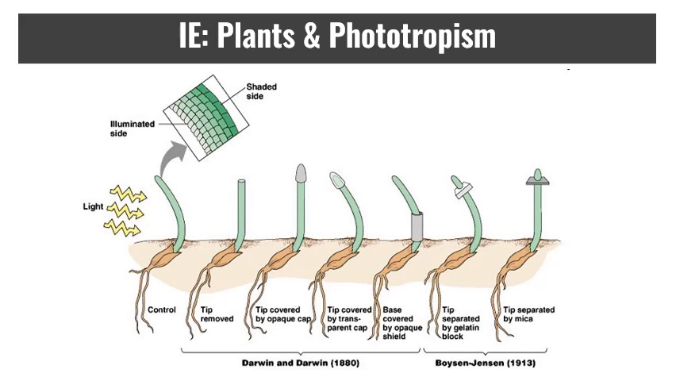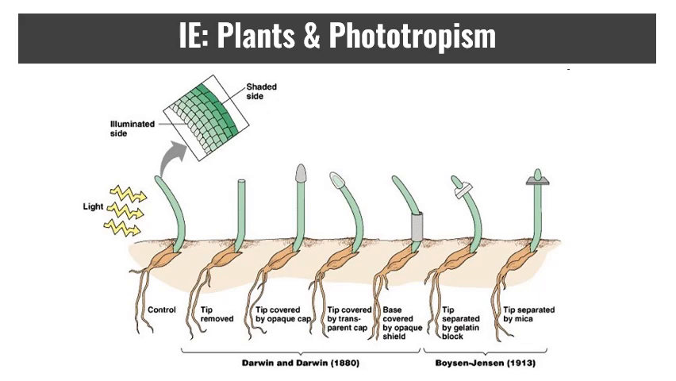So when they removed the tip of the coleoptile, or the plant leaf that you see here, the thing did not bend. And if the tip was covered by an opaque cap, it did not bend. But if it was covered by a transparent cap, it did bend. And if the base was covered, it did bend. So this is coming out of the Darwin and Darwin experiment from 1880, showing what's called apical dominance, that the tip is what is controlling this process.